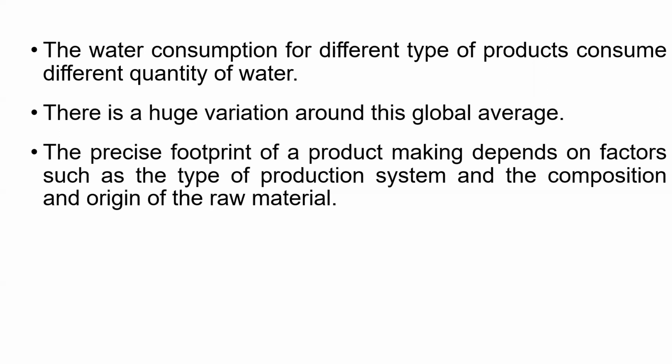We will also have an exercise to calculate the specific water consumption, how we can calculate it, which we'll learn later on. The precise footprint of making a product depends on variable factors, such as the type of production system, how they are managing it, the different production lines, 1 to 3, the composition of the product, and the origin of the raw material, where the raw material is coming from.